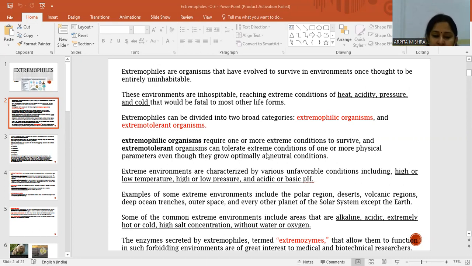So now examples of some extreme environments include the polar regions, the deserts, the volcanic regions, deep ocean trenches, outer space, and even other planets of the solar system. Now, some of the common extreme environments include alkaline conditions, acidic conditions, extremely hot or cold conditions, high salt concentrations, etc. The enzymes secreted by extremophiles are called extremoenzymes, which allow them to function in such extreme environments.